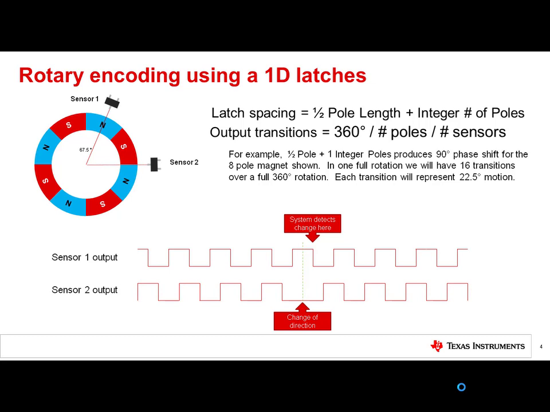As an example, we can observe quadrature output at both 22.5 degrees and 67.5 degree separation using this 8-pole magnet. As the magnet rotates, we will observe a change in output for each incremental rotation of 22.5 degrees, and we can determine the direction of rotation based on the phase of the output change. For more information on designing incremental rotary encoding with 1D latches, check out our videos on latches and switches, or using Hall position sensors for rotary encoding.